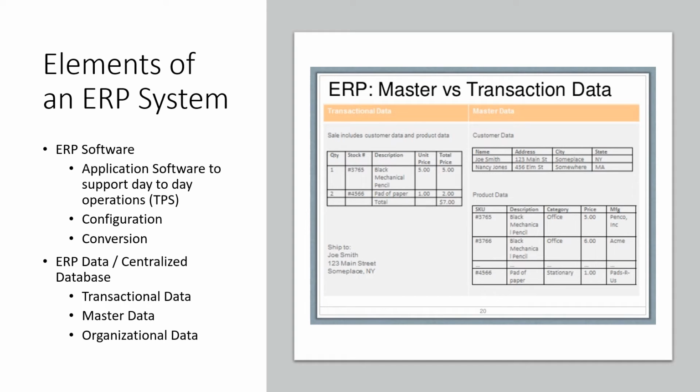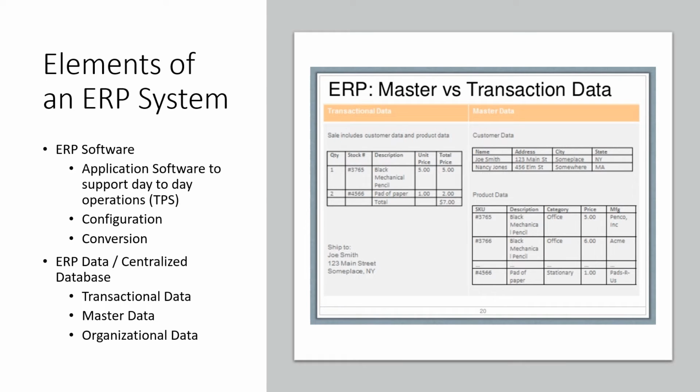ERP systems have to be configured on a business per business and a use by use basis. Each company has a different process. And so ERP systems normally are not completely out of the box. There has to be some configuration so that the processes that a company has can be integrated into the system so that it is able to more seamlessly integrate with how a company works.